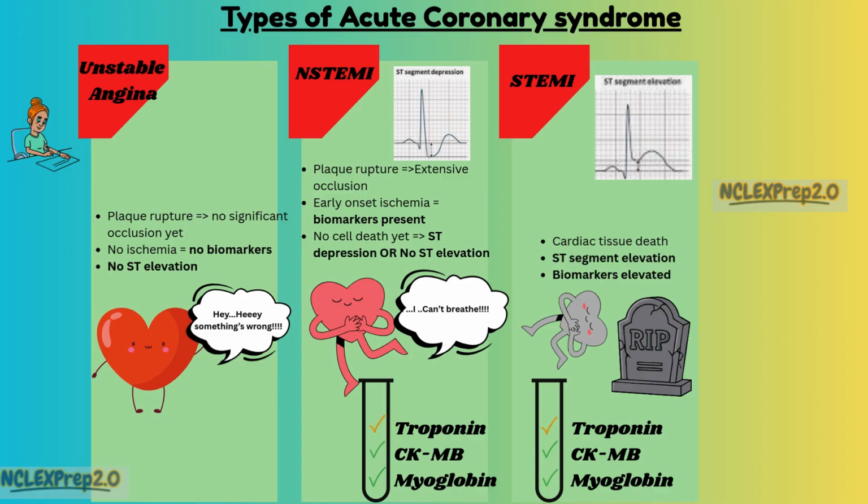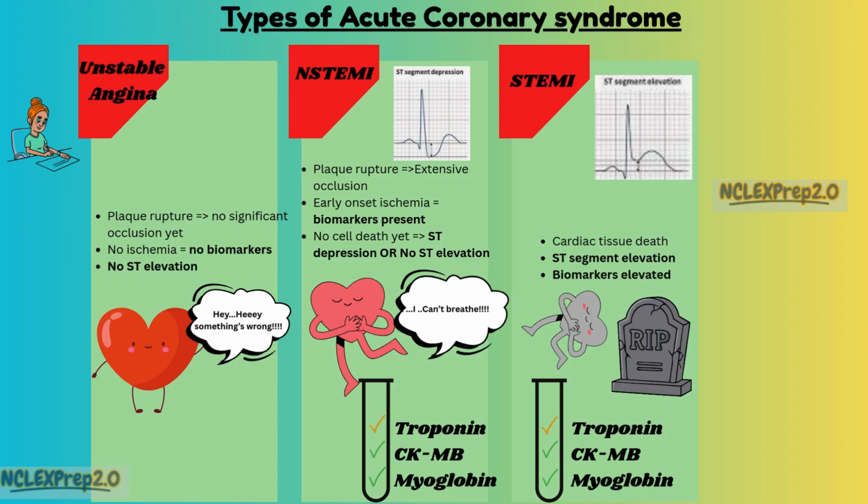It's like the heart muscles affected will be yelling, "Hey, something is wrong. We are only getting less than 50% of the oxygen and nutrition. Do something." So they're still not ischemic and they're not dying yet, because the muscles are still getting some oxygen. There's no ischemia. Therefore, you will not see biomarkers like troponin, myoglobin, CKMB present in the labs. And definitely, you will not see ST elevation since there is no cell death and necrosis.